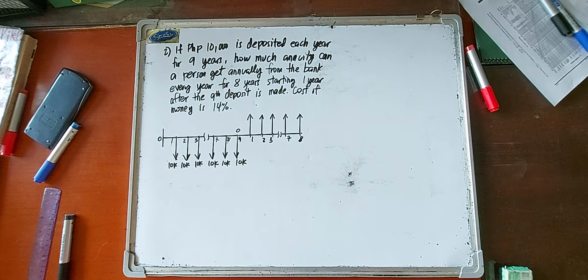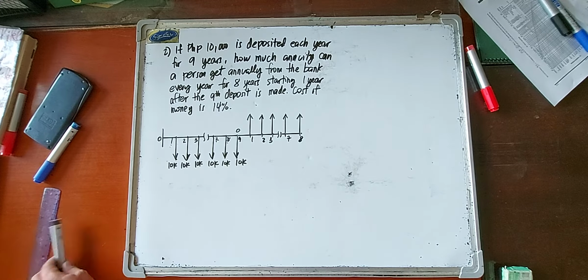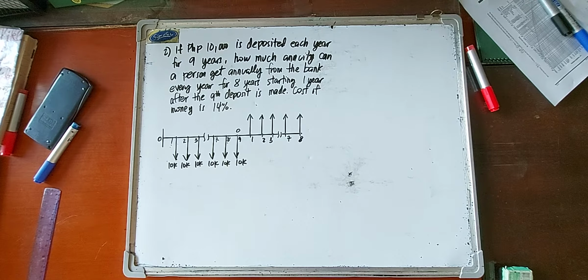Okay, last example natin for deferred annuity. If 10,000 pesos is deposited each year for 9 years, how much annuity can a person get annually from the bank every year for 8 years, starting 1 year after the 9th deposit is made? Cost of money or the interest rate is 14%.